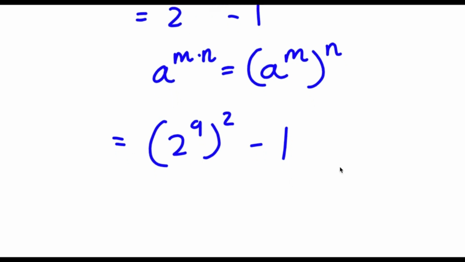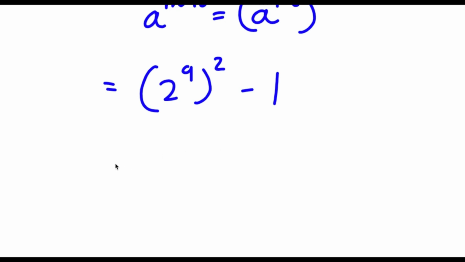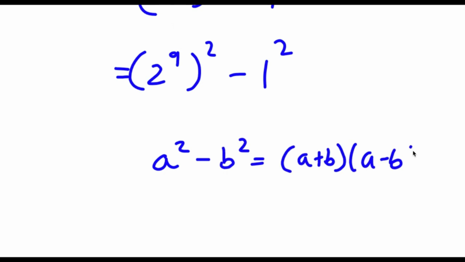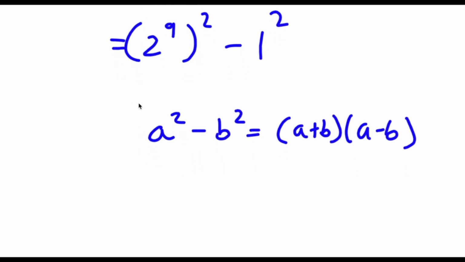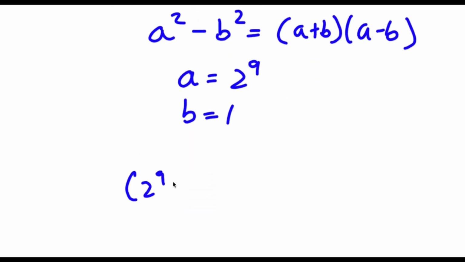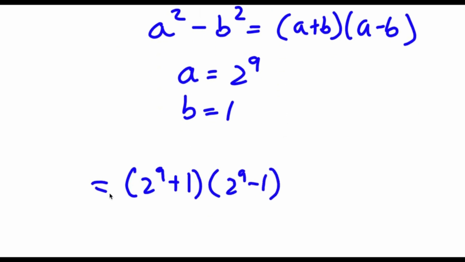So now, 1 here is going to be the same thing as 1 squared. So now I have 2 to the power of 9 to the power of 2 minus 1 to the power of 2. And now, if I have something in the form a squared minus b squared, this is equal to a plus b times a minus b. So in this case, a is equal to 2 to the power of 9, and b is equal to 1. So now I have 2 to the power of 9 plus 1 times 2 to the power of 9 minus 1.